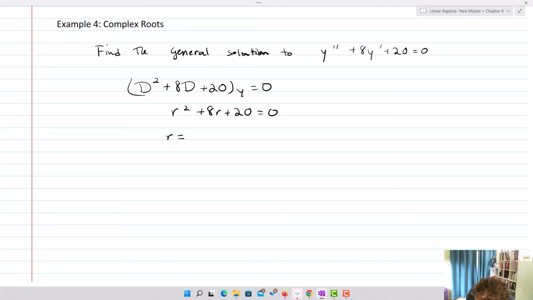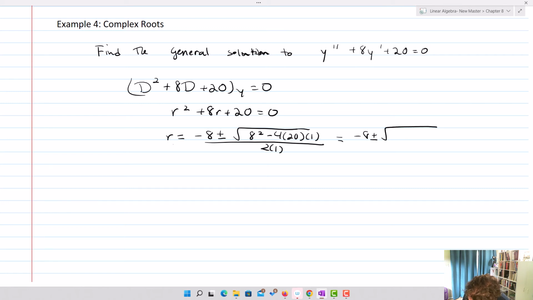Using the quadratic formula, I get r equals negative 8 plus or minus the square root of 8 squared minus 4 times 20 times 1, all over 2 times 1. This ends up equaling negative 8 plus or minus the square root of 64 minus 80, so that's negative 16, over 2. And so we're left with negative 8 plus or minus 4i over 2, which ends up being negative 4 plus or minus 2i as the solution to our auxiliary equation.